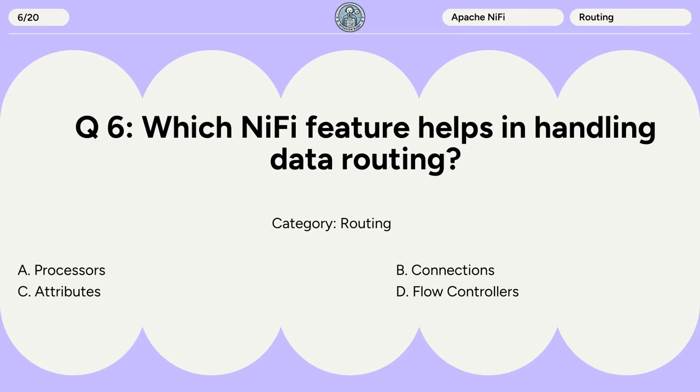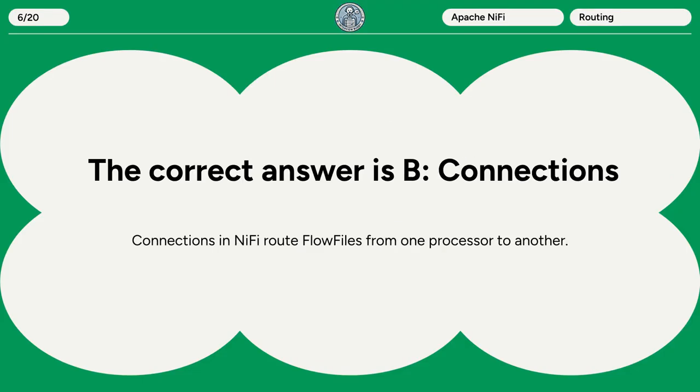Question 6. Which NiFi feature helps in handling data routing? A. Processors. B. Connections. C. Attributes. D. Flow controllers. The correct answer is B. Connections. Connections in NiFi route flow files from one processor to another.